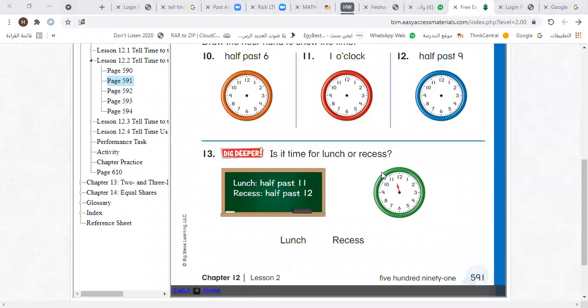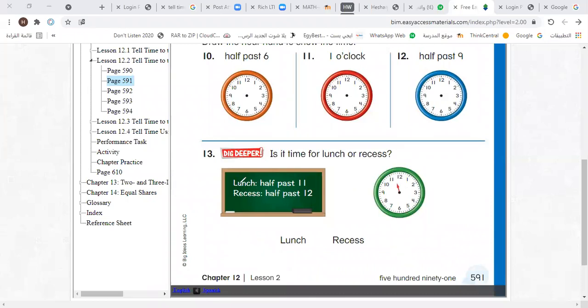I'll choose Malik. Hello, Malik. How are you? Malik, are you ready? Malik. Yes. Hello, Malik. Fine, thank you. What's the time here, Malik? Half past 11 or half past 12? 11. 11, very good. It's half past 11.